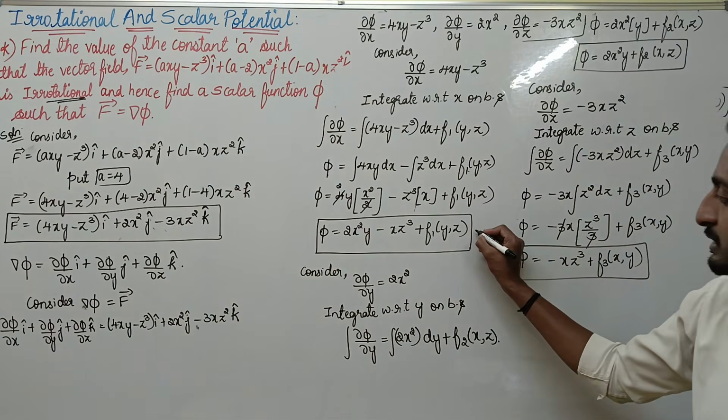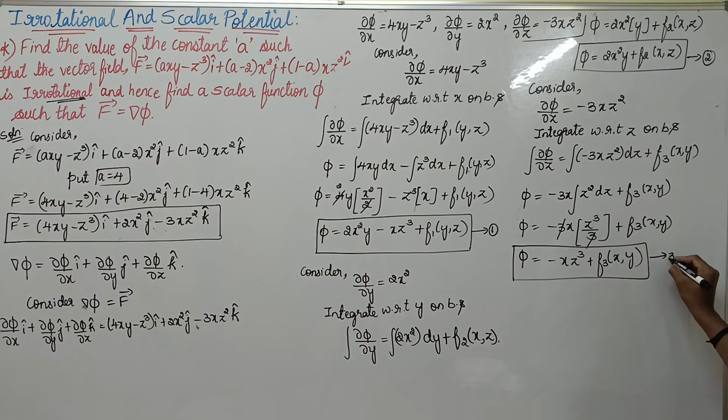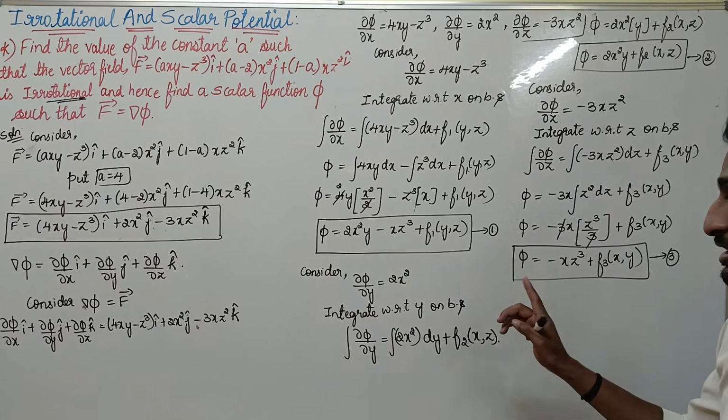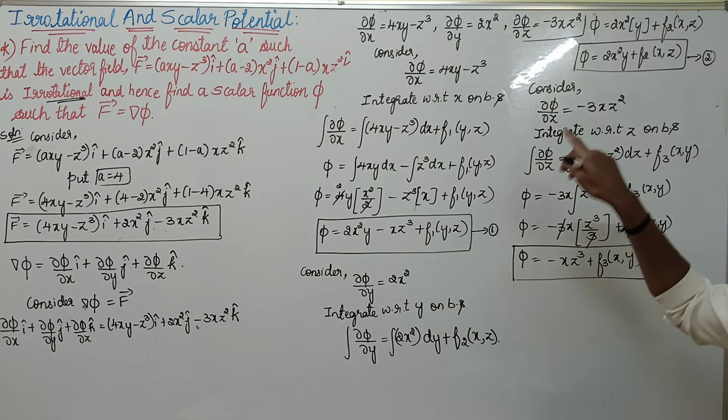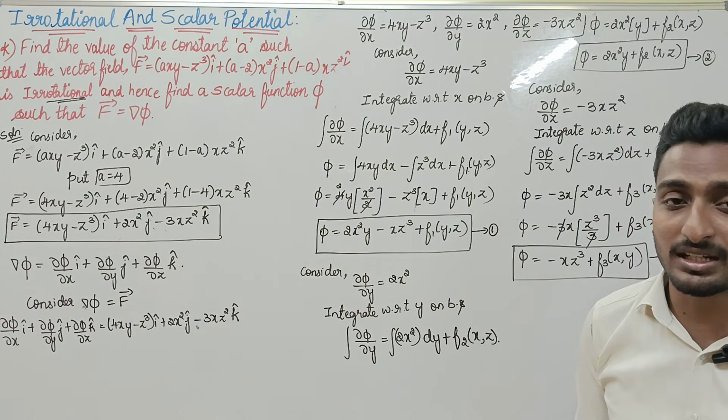Now, consider this as equation 1, assume this as equation 2, and assume this as equation 3. Considering all these three equations, I need to represent one scalar function. How to represent one scalar function? Based on the constant terms, that is f1 of y comma z, f2 of x comma z, and f3 of x comma y. How to find the scalar function? It is very easy.